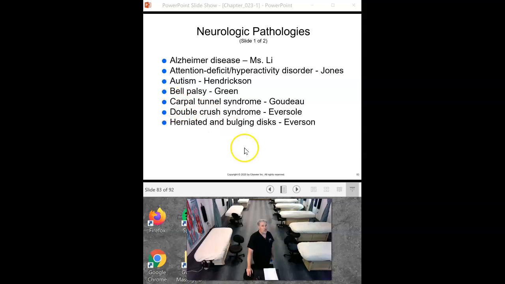Mr. Godot. Carpal tunnel syndrome, by the way. We all have a carpal tunnel. Hello. Hello, sir. All right. Let me get my stuff ready.